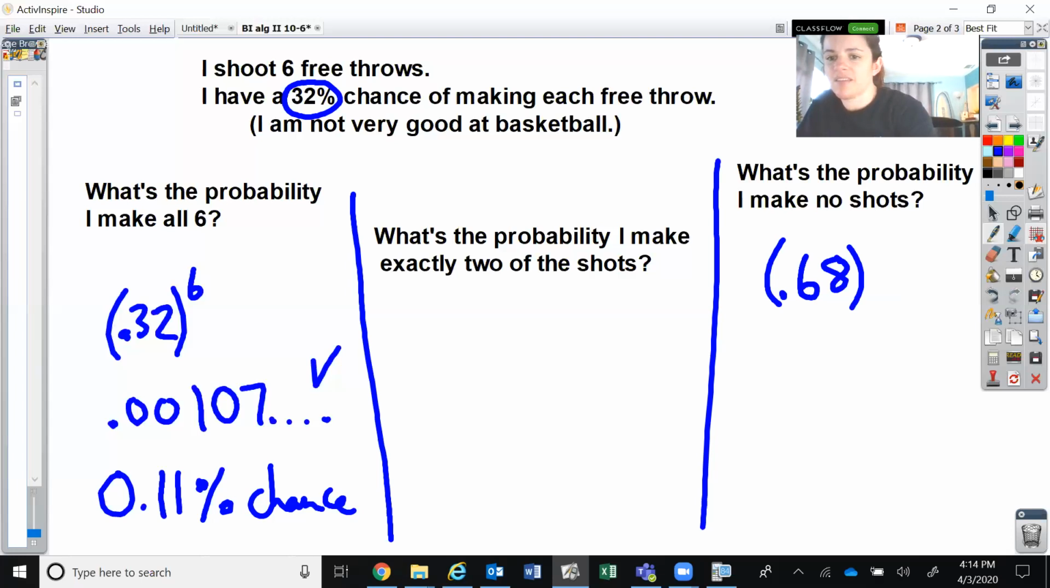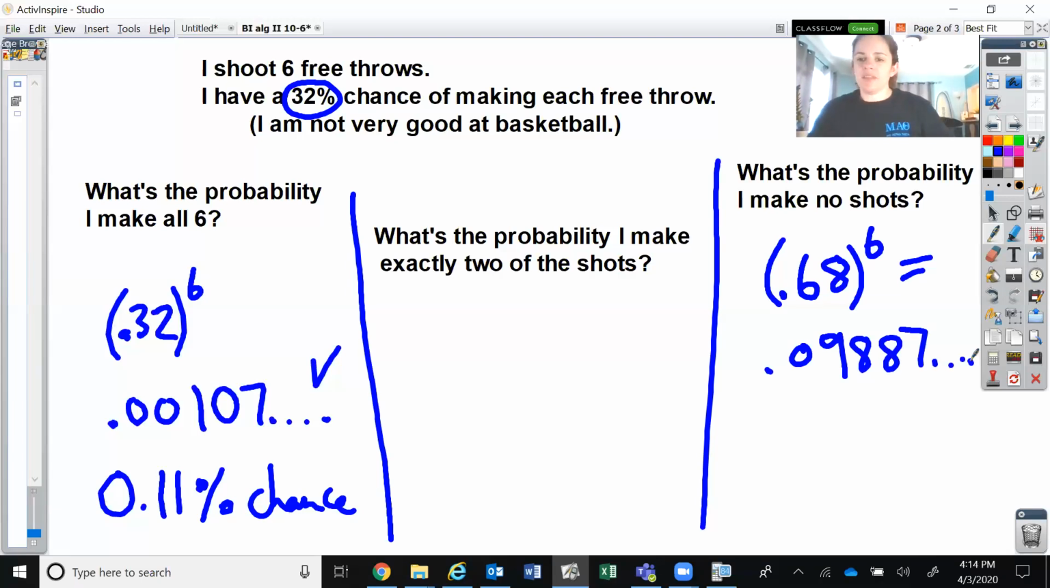0.68 to the 6th power is 0.09887. It goes on past that, but that would be my probability, or if you want to change that into a percent, we'll go ahead and say 9.89% probability that I would not make any of those shots, which sounds about right.